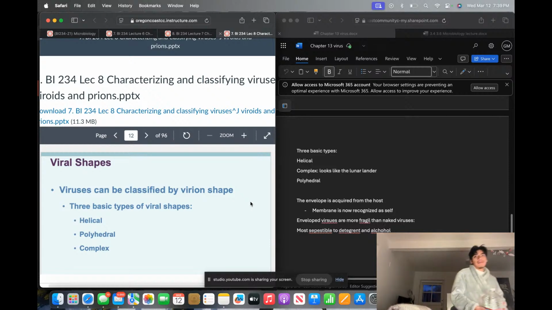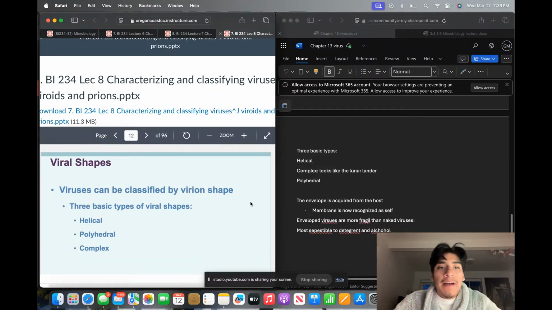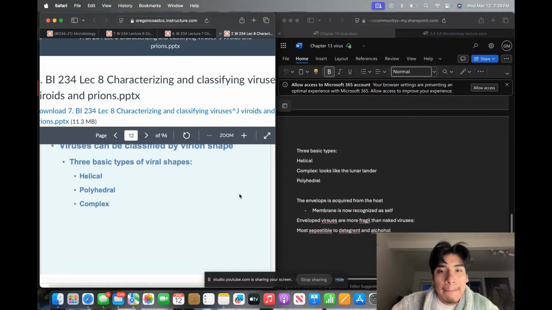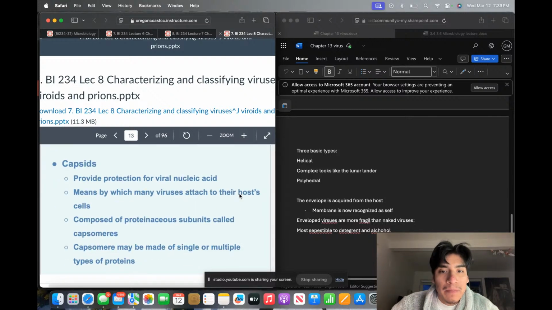All right, I'm back. Viral shapes: viruses can be classified by virion shape, so what it looks like when it's in the extracellular state. There are three basic types of viral shapes: helical, polyhedral, and complex. Complex looks like the lunar lander. That's like the photo that we've been seeing where it looks like a little capsule and it has feet. So let's take a look at that.